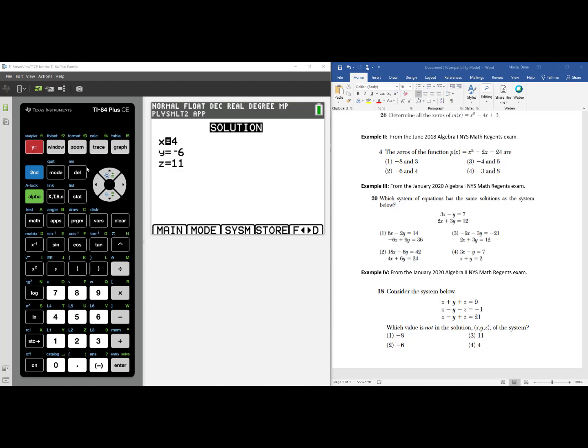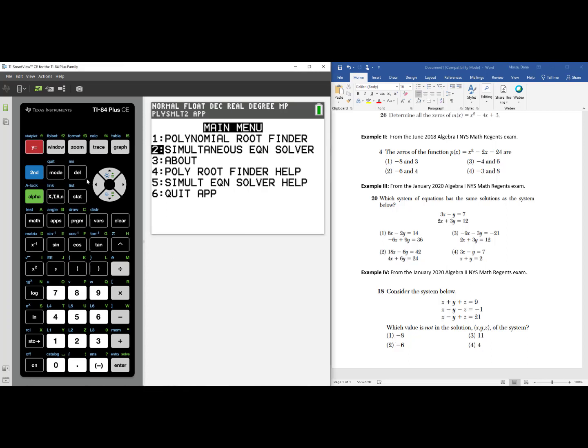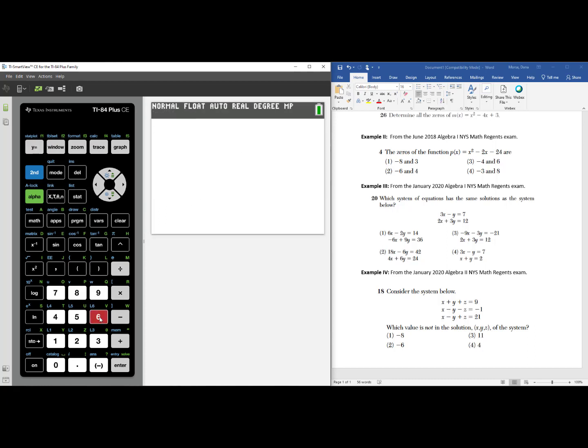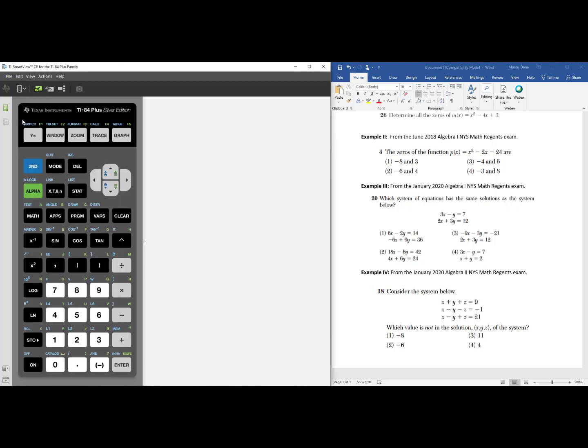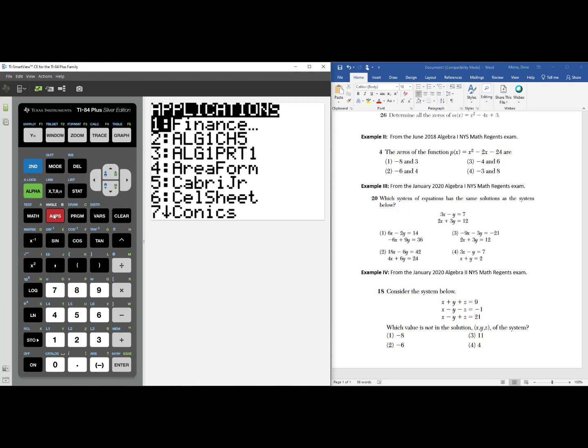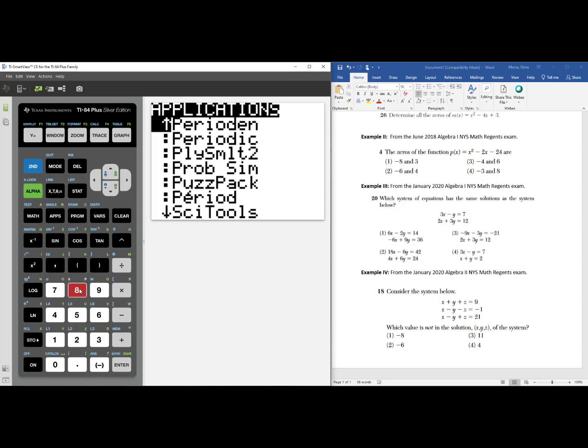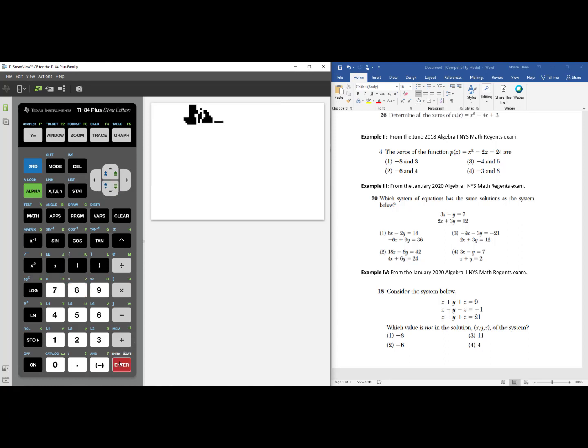Let's go back to the main menu, which is associated with the y equals, and you see 3 through 6 about help for the polynomial root finder, help for the simultaneous equation solver, and number 6, quit app. I'm going to choose number 6, quit app. I will now change my model over to the TI-84 Plus. I'll press the apps key. I do not see the PolySimult app, but if I press the green apps key and find the green letter P, I jump right to that section in the apps, and I will select the PolySimult.